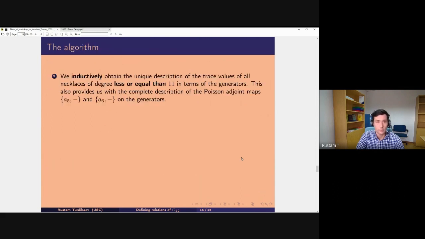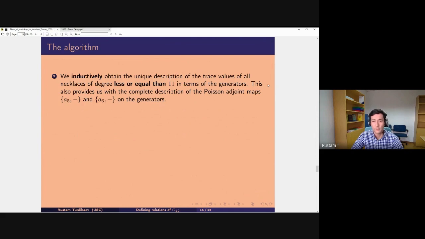And now let me tell how we get these 105 relations. First, inductively, we obtain the unique description of the values of the traces of these necklaces of degree no more than 11. So these give us uniquely the expressions like before. And this is done really fast. You can almost say that it's kind of brute forced.